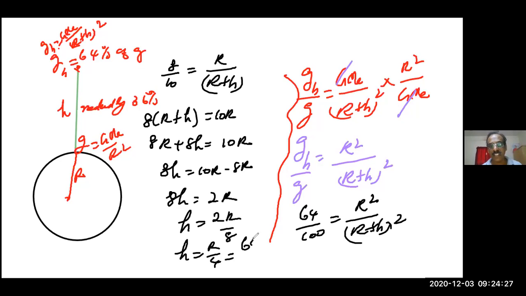R is 6,400 kilometer, it is given. Divide by 4, around 1,600 kilometer is H. So again, final answer, 1,600 kilometer height. G reduces 36% and becomes 64% of G. So around 1,600 kilometer height we must go, then G will reduce by 36% and it becomes 64%. Hope you understood this part.